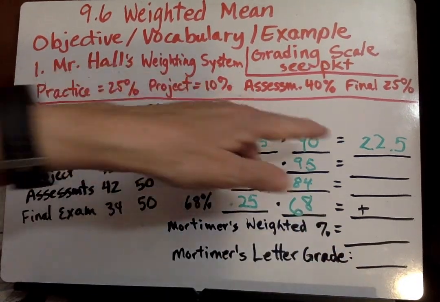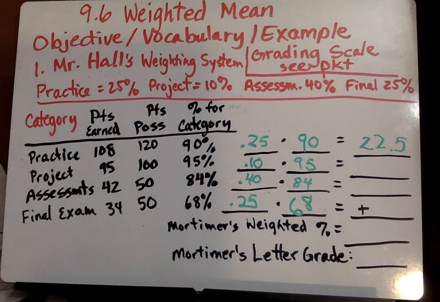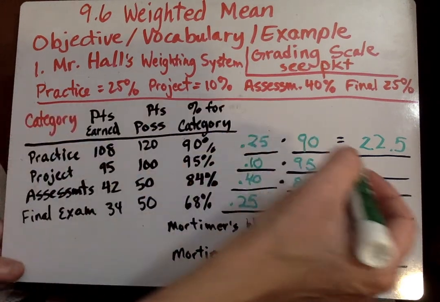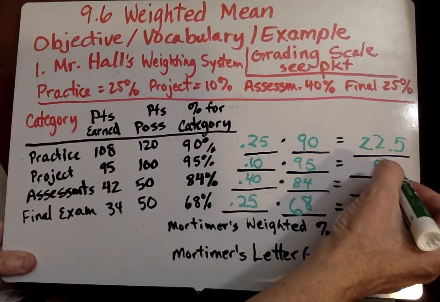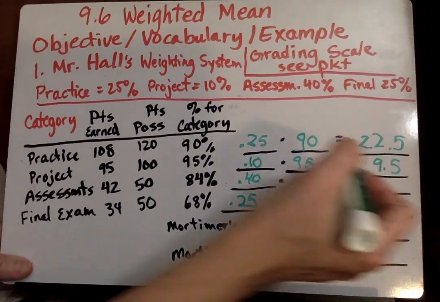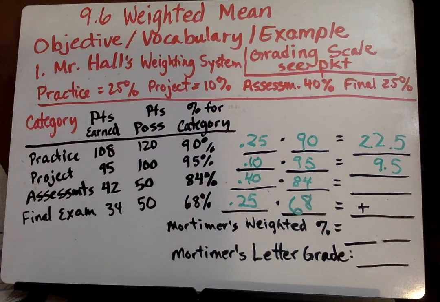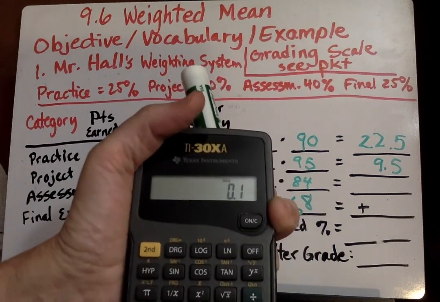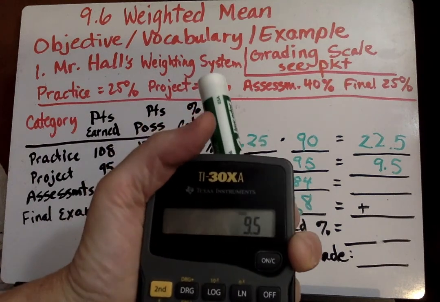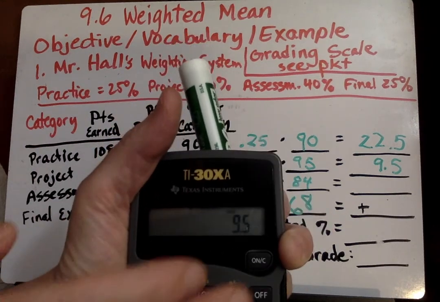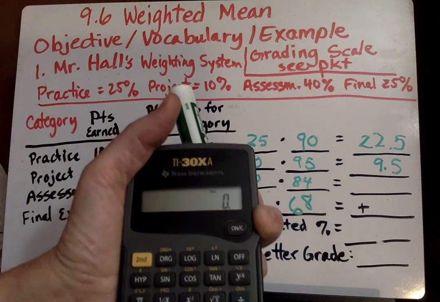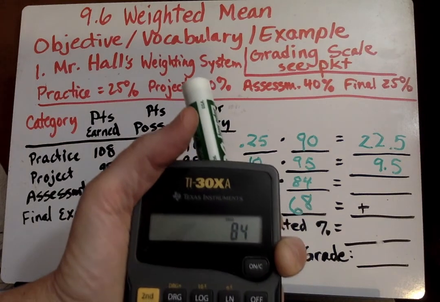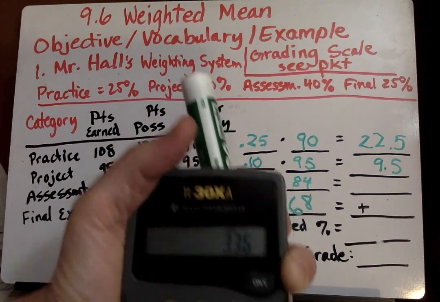Okay, so I'm going to get my numbers over here and add them all up together. So 10% of 95, I just moved the decimal one place over without needing a calculator, and I know that's 9.5. If I wanted to double check on the calculator, I go 0.10 times 95, and there's 9.5. Hopefully you can see that okay. All right, the next one I go 0.4 or 0.40 times 84 for my assessment category, and that's 33.6.